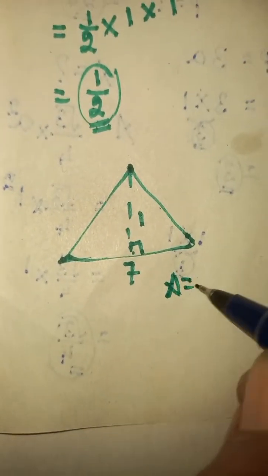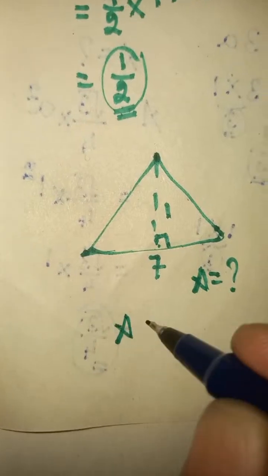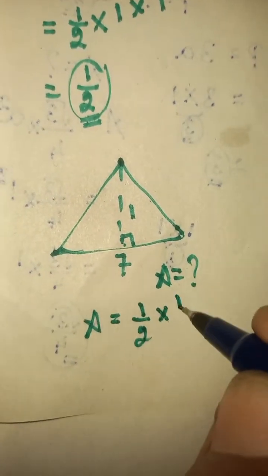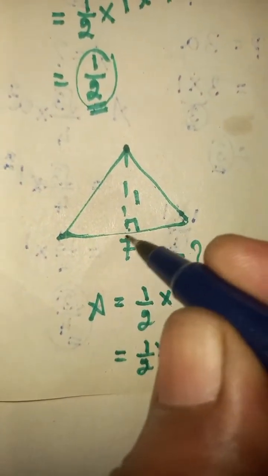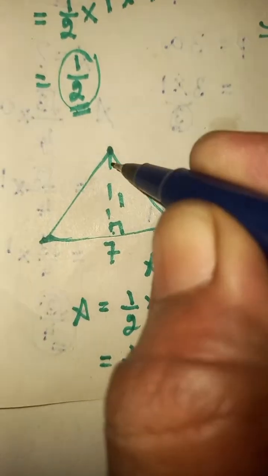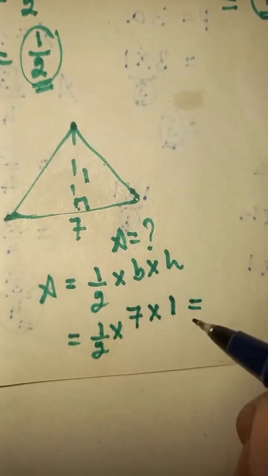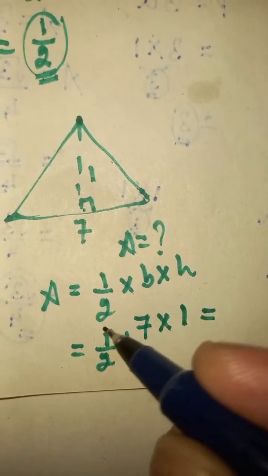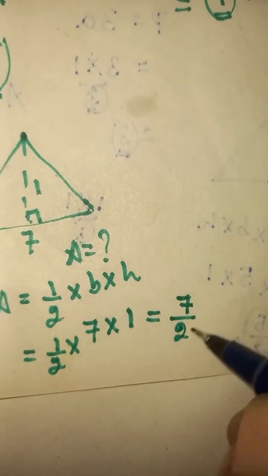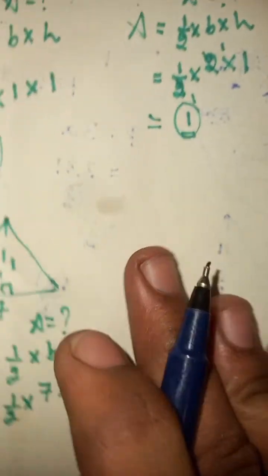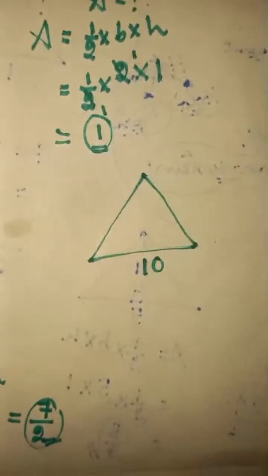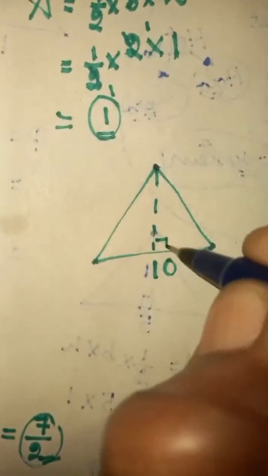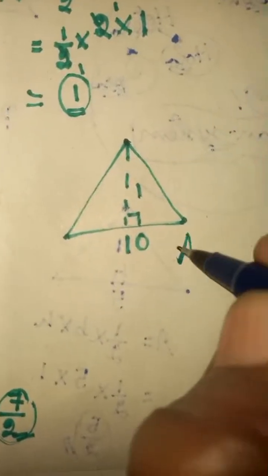Here also you need to find out what's the area. Area of this triangle is half times base times perpendicular height. That means half times, this is the base, which is 7 units, times, this is the perpendicular height, that is 1 unit. In the numerator 7 times 1 is 7, so 7 by 2 square units. And you can take one more triangle. In this triangle they have given the base length as 10 units and the perpendicular height is 1 unit. Now you need to find out what's the area.